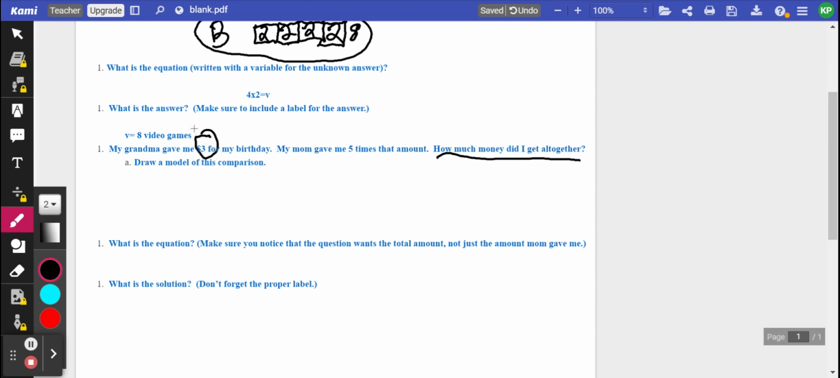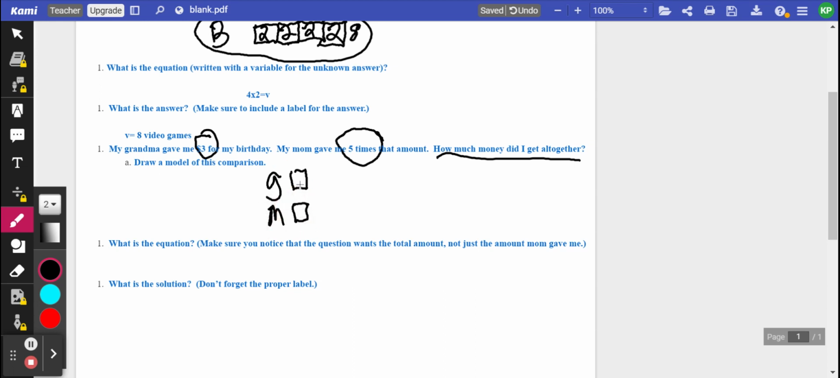Okay, so how much did I get all together? I got $3 from my grandma, and then I got 5 times that amount from my mom. So again, I didn't get 5 from my mom. I got 5 times more than what my grandma gave me. So I'm going to start off with my models here. I'm going to start off with G for grandma, and I'm going to put a box, and then an M for mom, what she gave me, and I'm going to put a box.